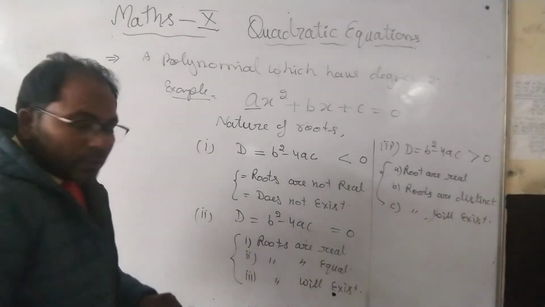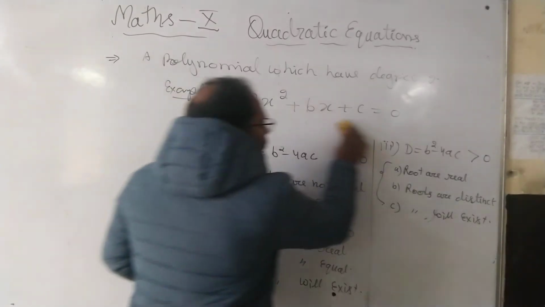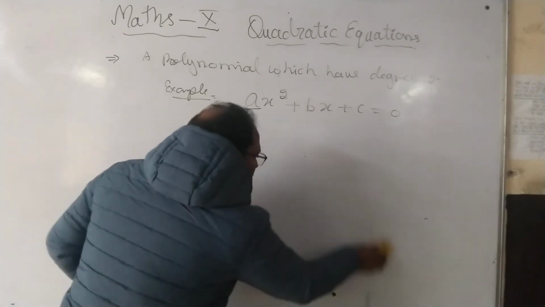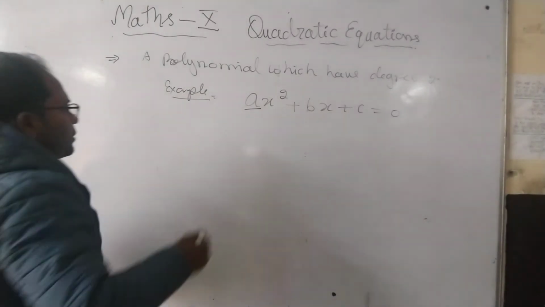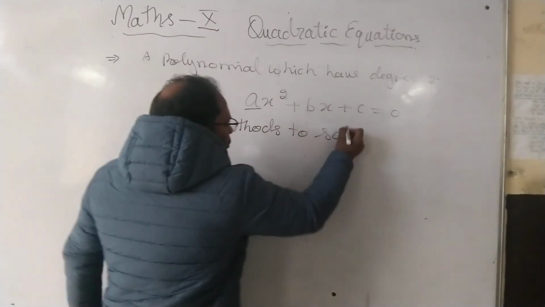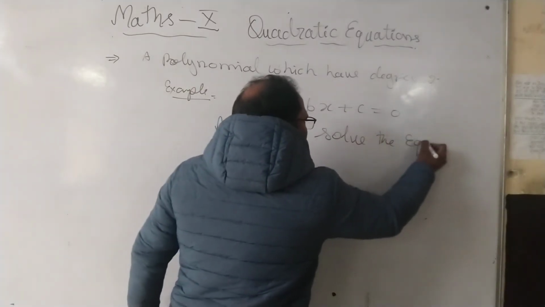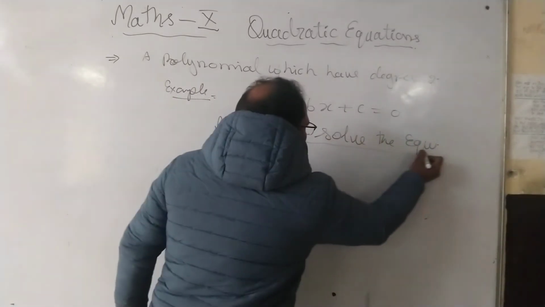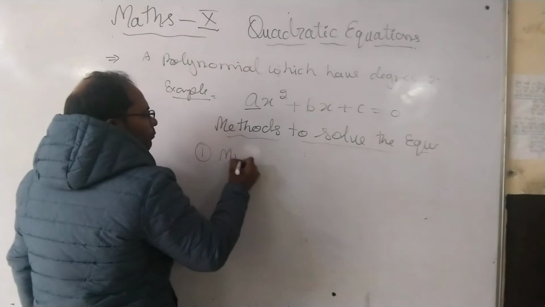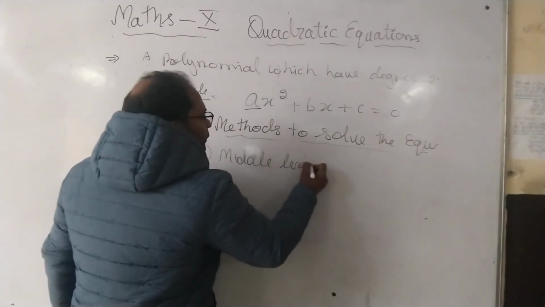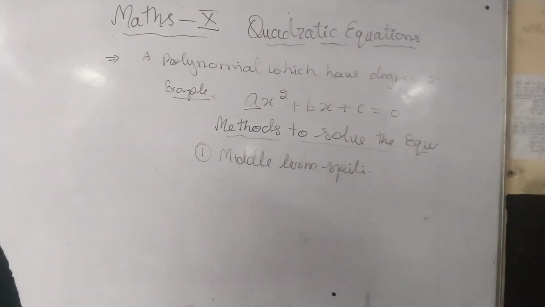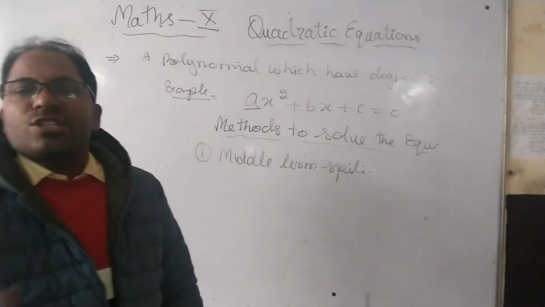And now there are methods to solve the equation. How will you solve this equation? What are the methods? Number one method is middle term splitting, and you know about this method. You learned the middle term splitting method in the polynomial chapter.